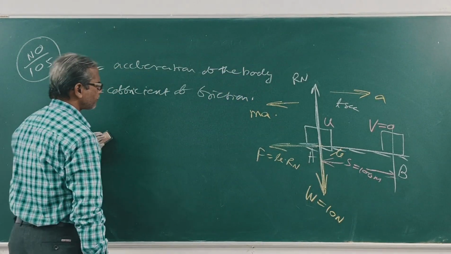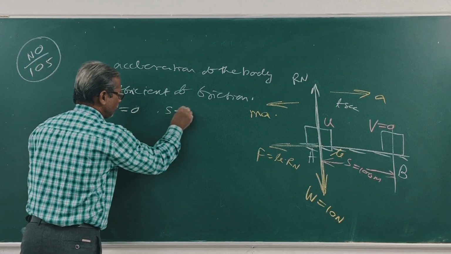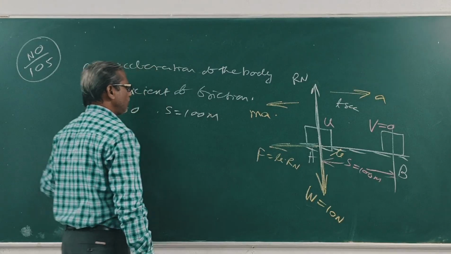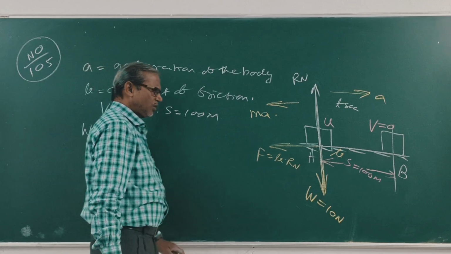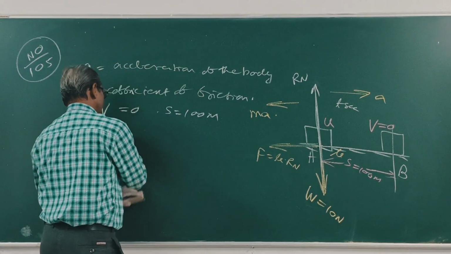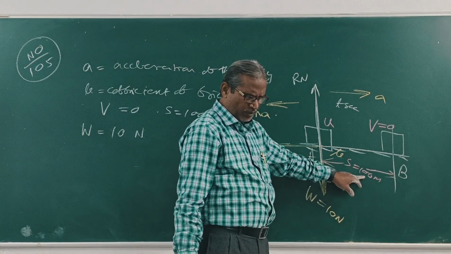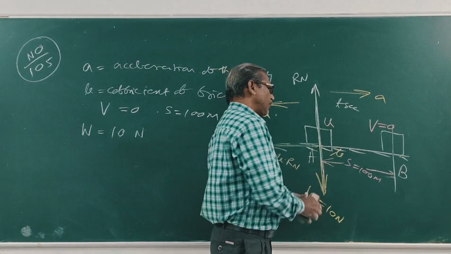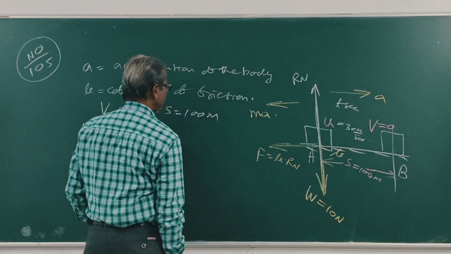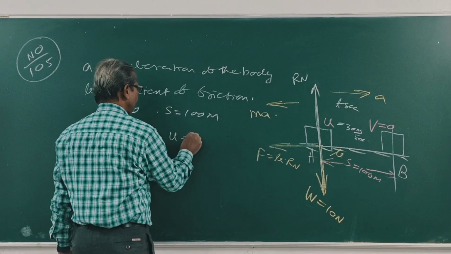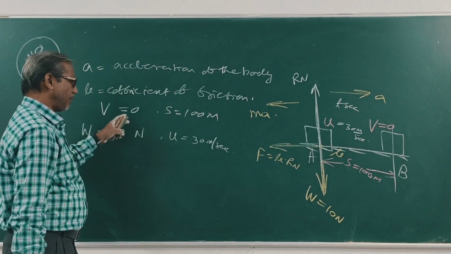Now V is 0, S is equal to 100 meters. Weight W is equal to 100 Newton. Clear? 10 Newton, no, not 100, 10 Newton. Weight 10 Newton, S 100 meters, U, what U is equal to? 30 meter per second. U is equal to 30 meters per second, initial velocity. First find out what is the acceleration, then find out what is mu, coefficient of friction.